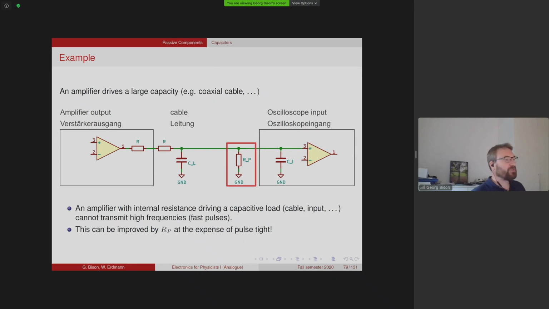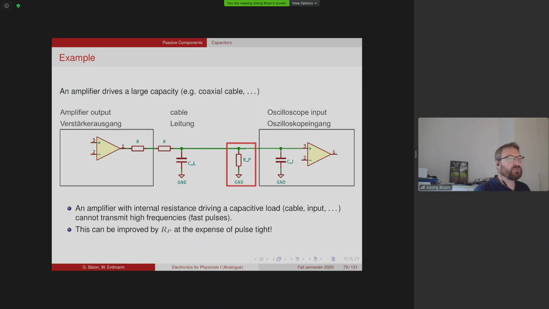Okay, now where is this important? For example, if you have an amplifier, and typically an amplifier has an output resistor, and then you have a long cable. This could be, I don't know, the DSL cable that connects your modem to the connection point of the Swisscom. So this could be a long cable. A long cable means that it has a significant resistance and a significant capacitance.